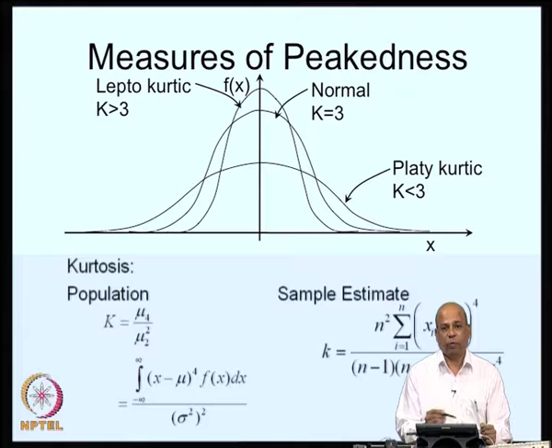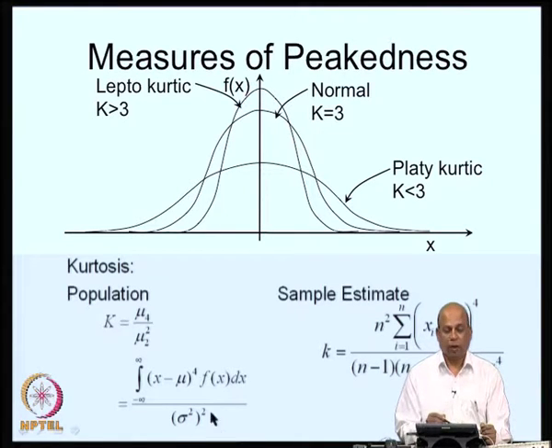Mu 2 to the power half gives you the standard deviation, and we are raising it to the power 4. So, mu 2 to the power 4 by 2 will give you mu 2 to the power 2. So, kurtosis is given by mu 4 divided by mu 2 to the power 2, which if we write, this is again for the population, minus infinity to plus infinity of mu 4 here, which is x minus mu to the power 4 f of x dx, f of x is the PDF of x, divided by mu 2 to the power 2, where mu 2 is sigma square, which is the variance, to the power 2.